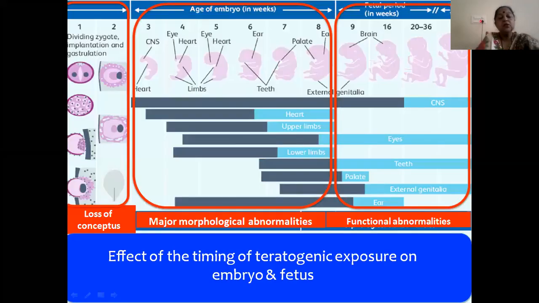Yes. So whenever there is an effect of the timing of teratogenic exposure, in this slide you can see the loss of conceptus can occur if the teratogen acts within two weeks of LMP. Then major morphological abnormalities can occur up to 8 weeks, and in the later weeks of pregnancy, functional abnormality can happen.